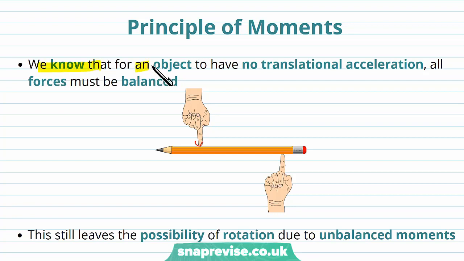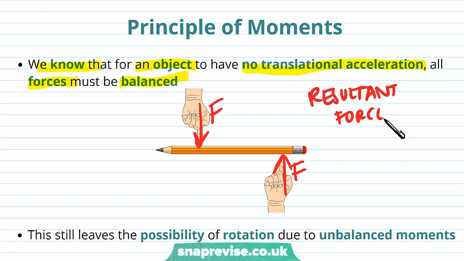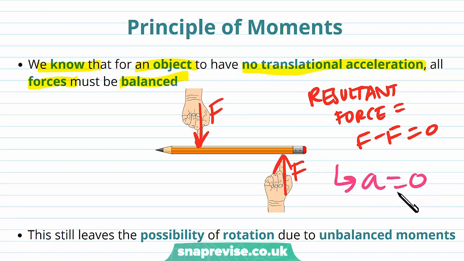We know that for an object to have no translational acceleration, all forces must be balanced. So for example here, we have one hand exerting a force on this pencil and another hand exerting a force on this pencil in the opposite direction. And if these forces are of equal magnitude, the resultant force is going to be equal to F minus F, which is 0. So there is 0 resultant force, so we can therefore say that the acceleration is going to be 0. So there's no translational motion.